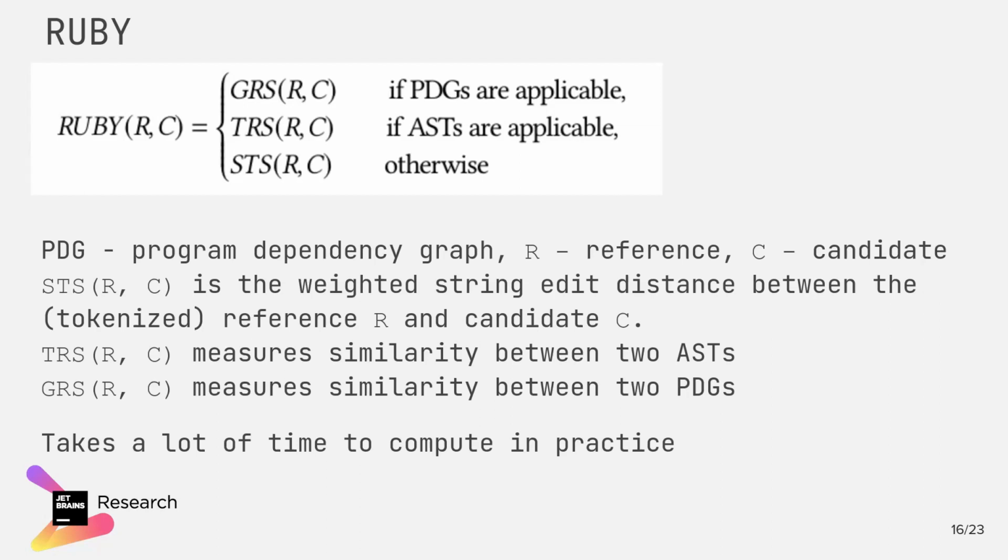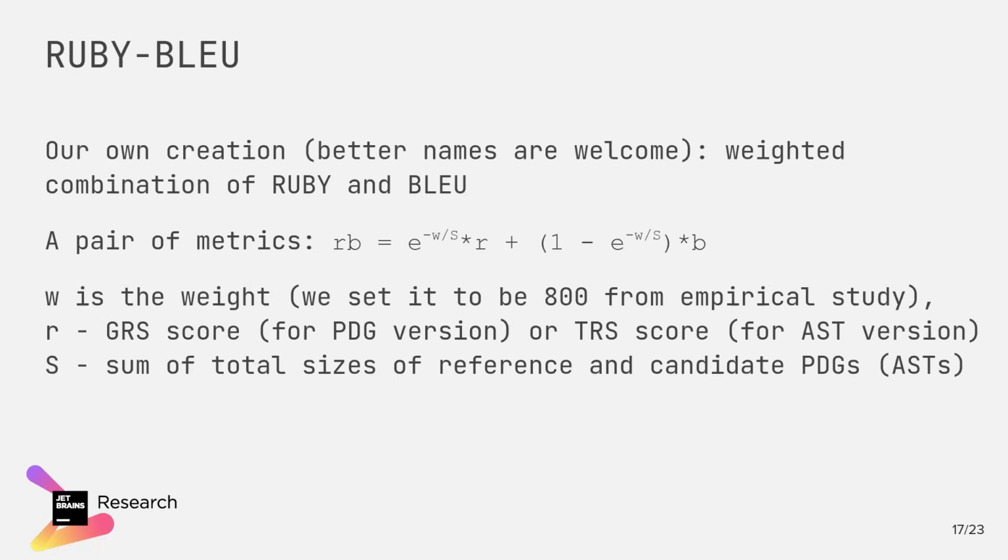So this motivated us to create a metric that would be a mixture of Ruby and BLEU. Better names are welcome. RubyBLEU is actually a pair of metrics. It is a weighted combination of one of the Ruby metrics and BLEU. The weighting is done in the following fashion.